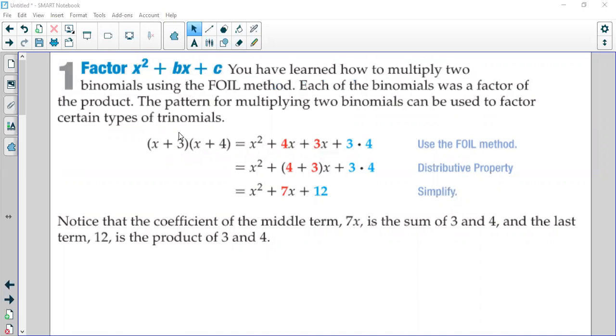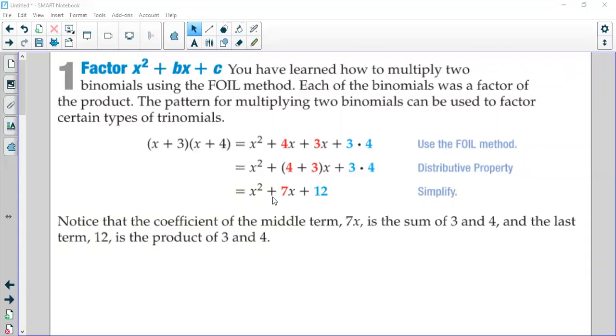So if you remember foiling, we multiplied these two binomials, these two parentheses. We did first terms, outer terms, inner terms, last terms. And frequently, the outer and the inner products were like terms. We were able to combine them. So you multiply, you got x squared plus 4x plus 3x plus 12. Combine the 4 and the 3 and got 7x.